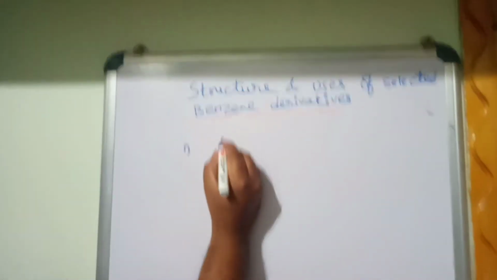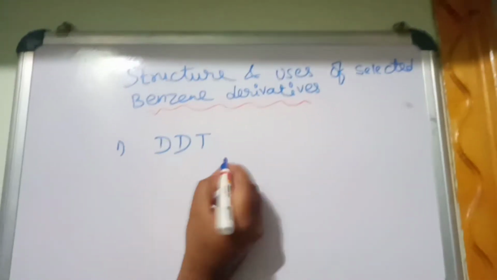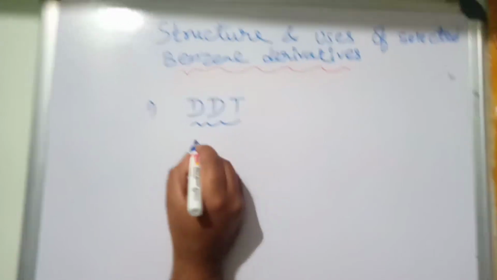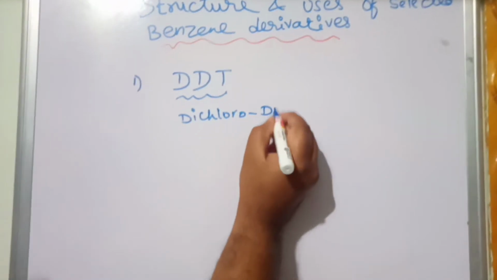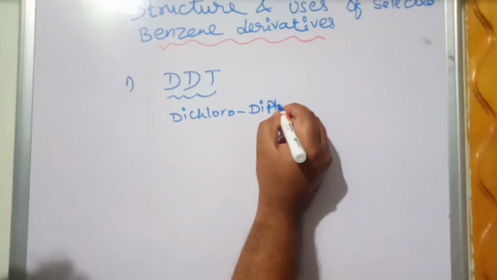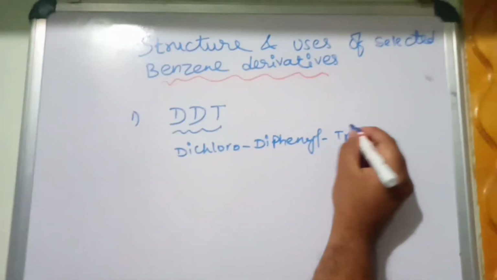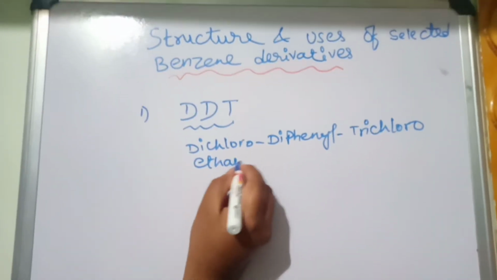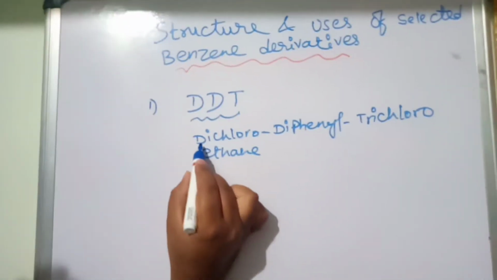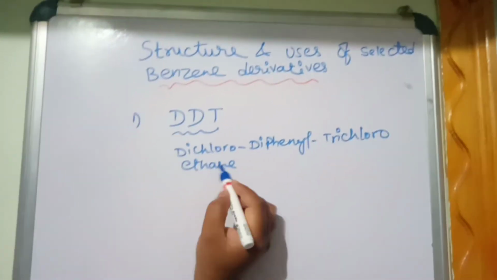First one is DDT. What does DDT mean? DDT indicates dichloro diphenyl trichloroethane. Very simple: the first D stands for dichloro, the other D stands for diphenyl, and T stands for trichloroethane.